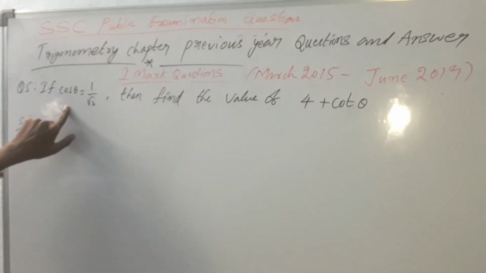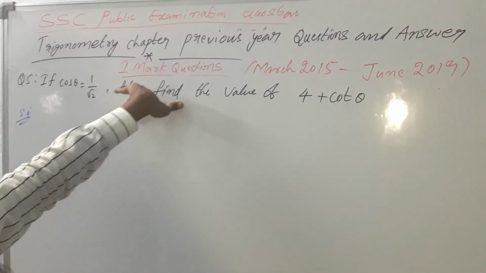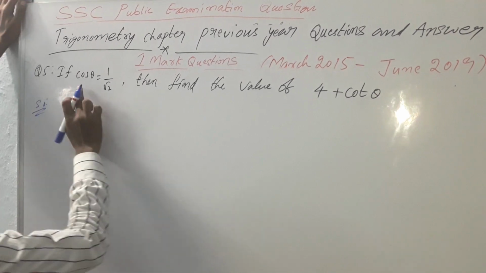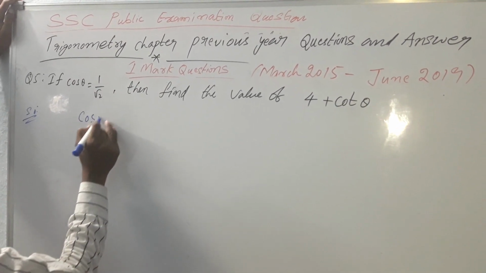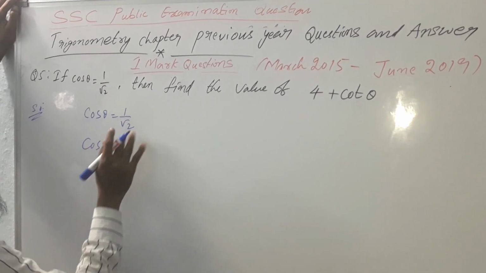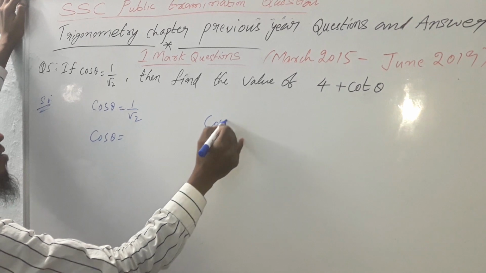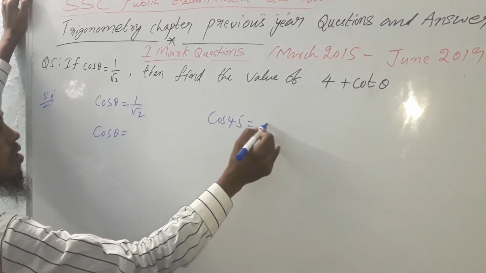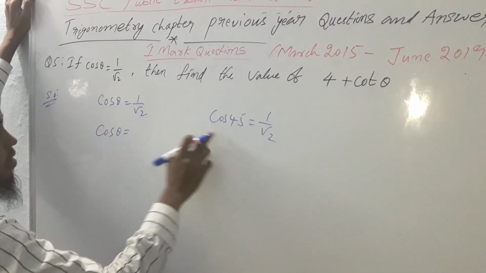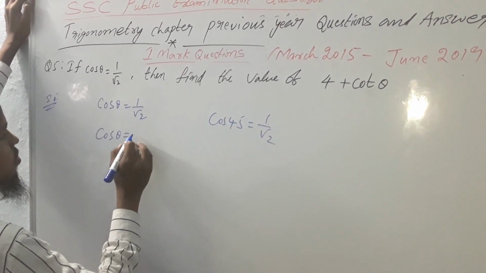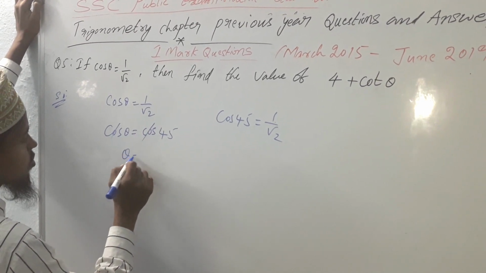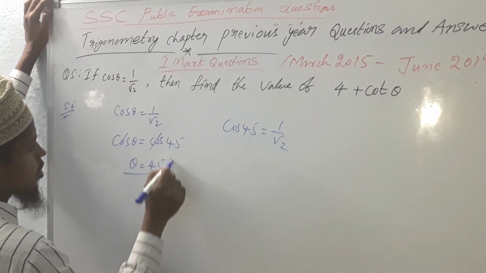Question number 5. If cos theta is equal to 1 by root 2, then find the value of 4 plus cot theta. First we are finding theta. Cos theta is equal to 1 by root 2. Here cos 45 is equal to 1 by root 2. Then you can write in place of 1 by root 2 is equal to cos 45 degrees. Cos cancel, theta is equal to 45 degrees.